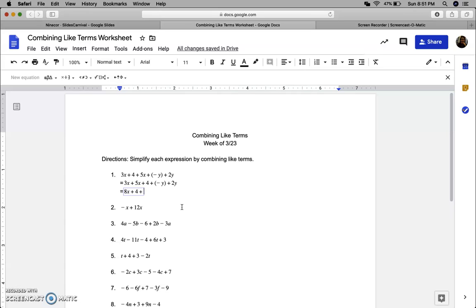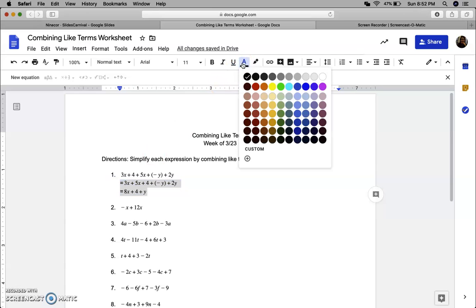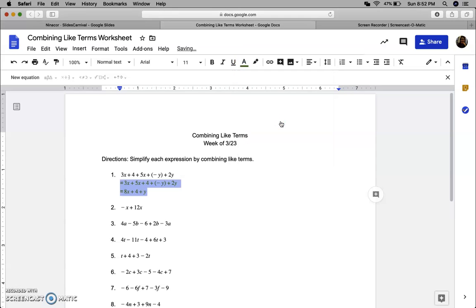Now, negative y plus 2y, you're just thinking negative 1 plus 2 is positive 1, so that's going to be positive 1y, but then 1y and y is the same, so this is just going to be plus y. Okay, and that's your simplified expression. I've combined the like terms to have my simplified expression. You're going to highlight this, go over to the text color button, and color your solution in some other color, like green. That way I can see this is the problem and this is the work that you did.